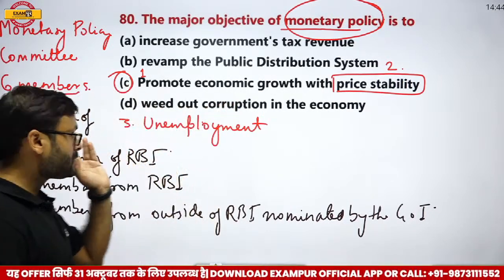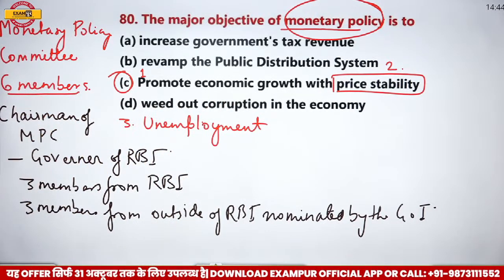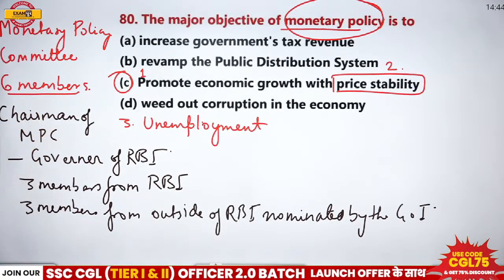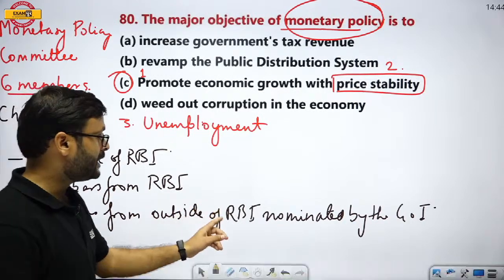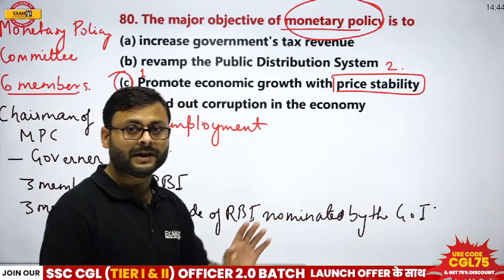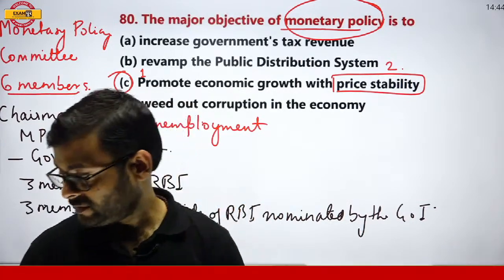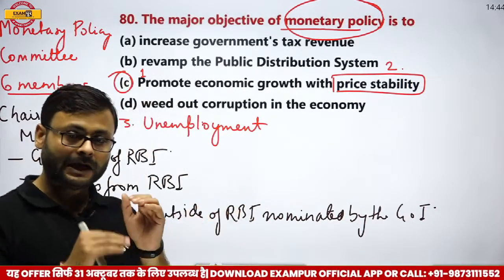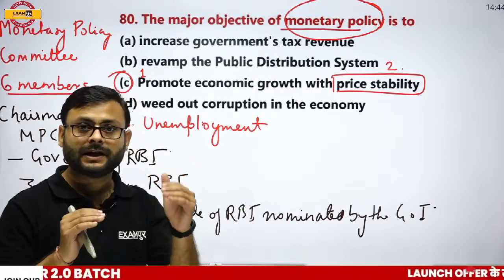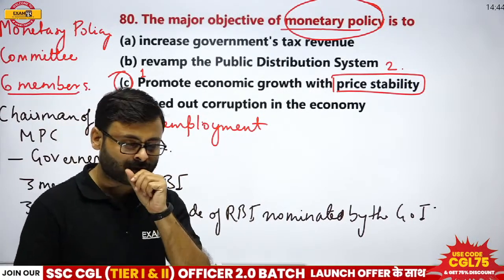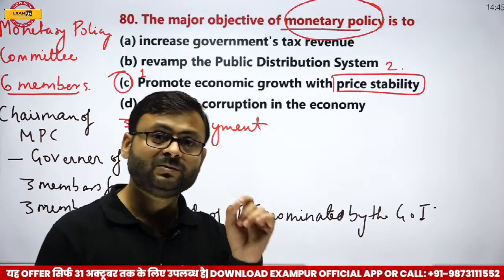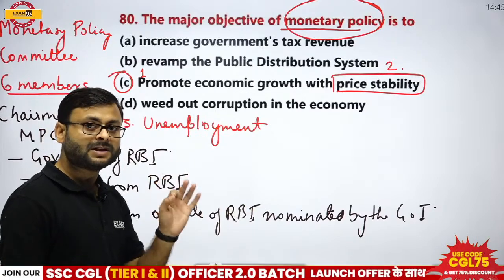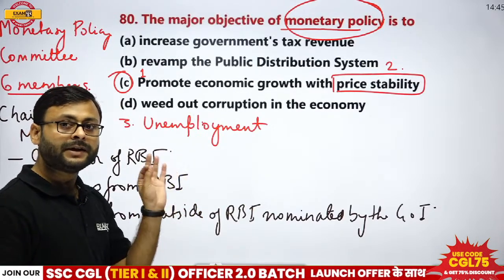There are 6 total members in the Monetary Policy Committee, and the chairman of the MPC is the Governor of RBI. There are 3 members from RBI and 3 members from outside the RBI, nominated by the Government. And you have to note one more thing: if there is a tie in deciding the policy rates, then the Governor of RBI has the casting vote.